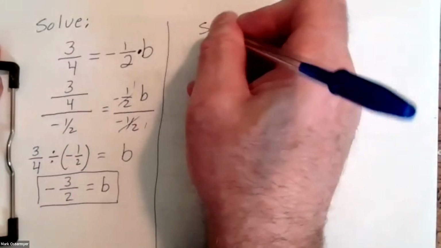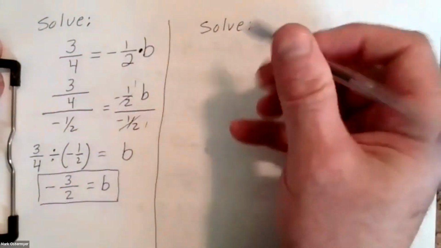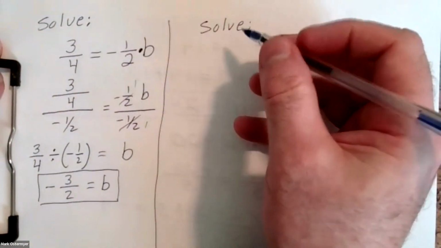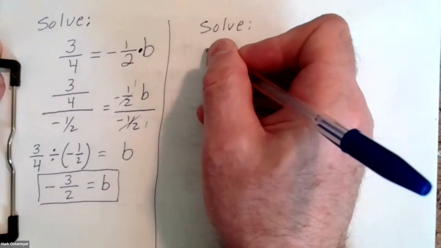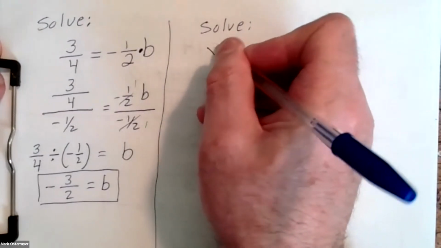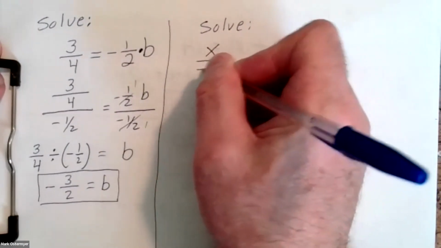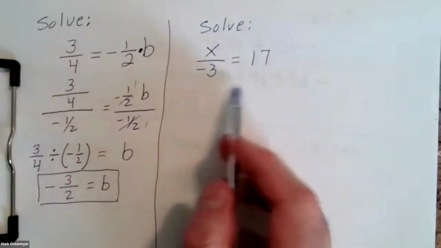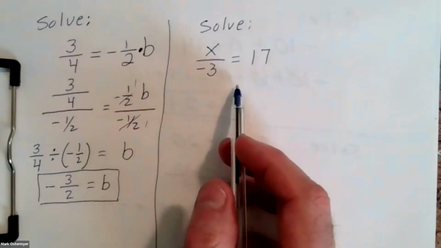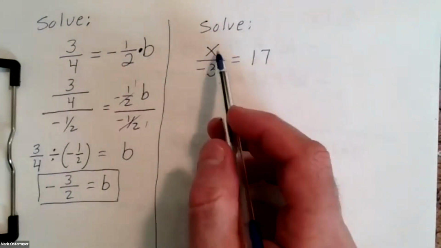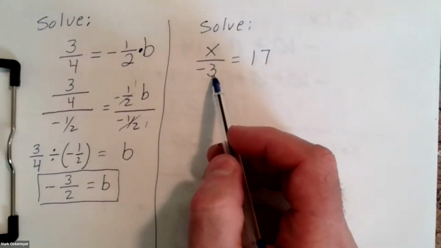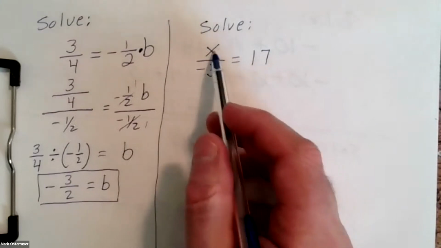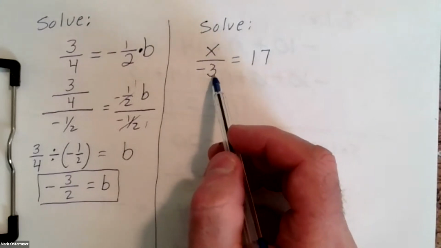Okay, let's try to solve this linear equation now. Suppose I have the variable x divided by -3 equal to 17, and I want to solve this equation for x. Now, notice our variable is being divided by -3. In order to get x all by itself on the left side of my equation, I have to get rid of this -3. But how do we do that?